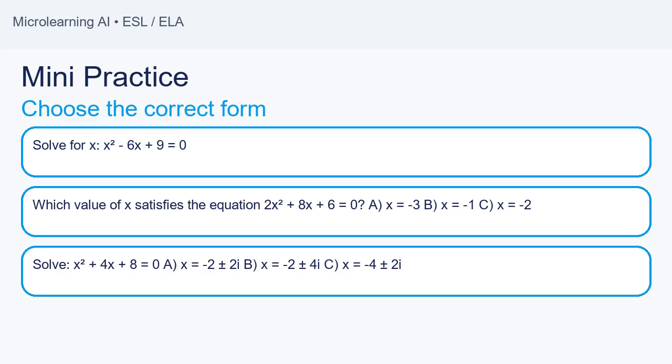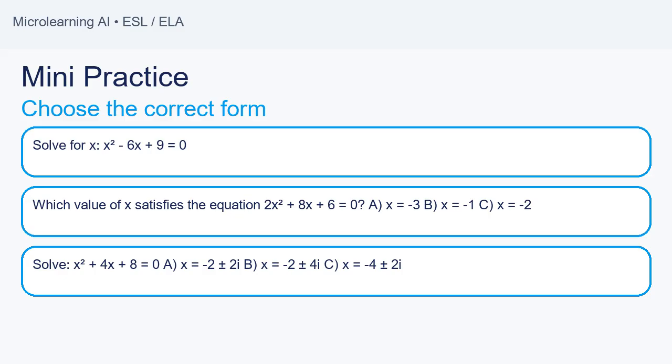2. Which value of x satisfies the equation 2x squared plus 8x plus 6 equals 0? A. X equals negative 3. B. X equals negative 1. C. X equals negative 2. Answer: A.